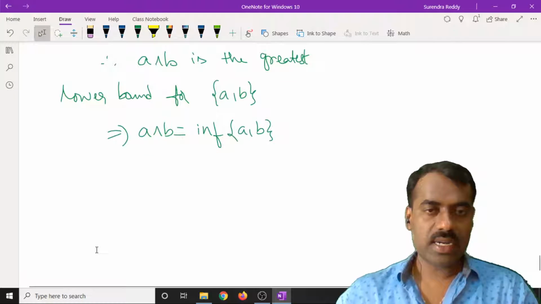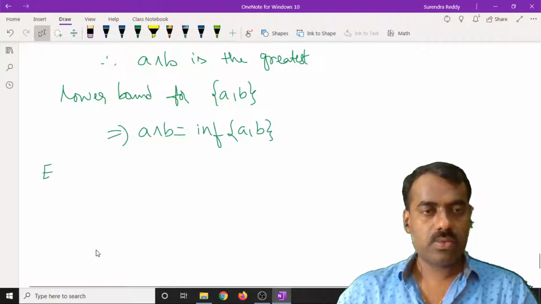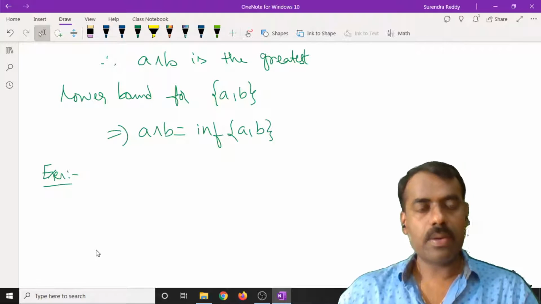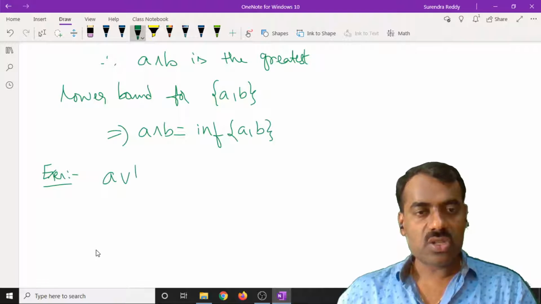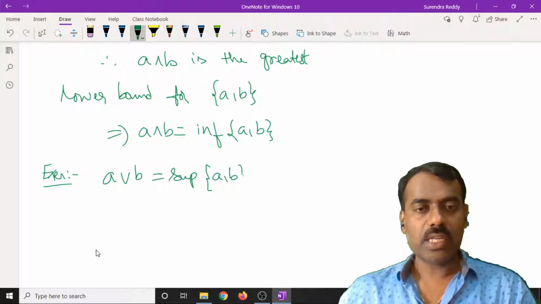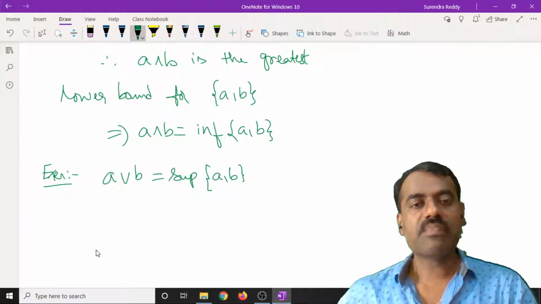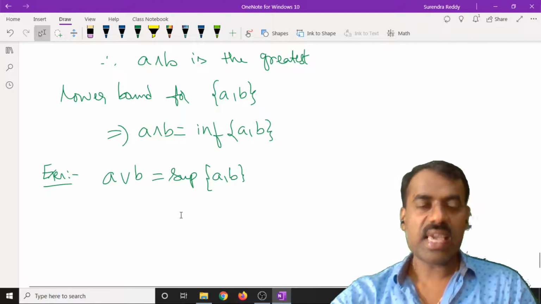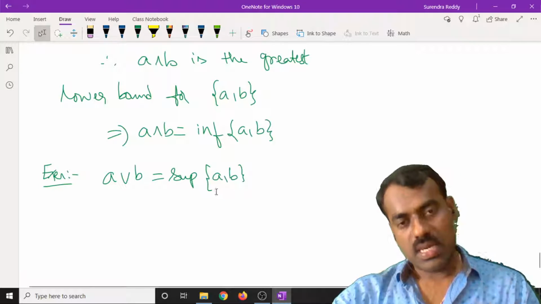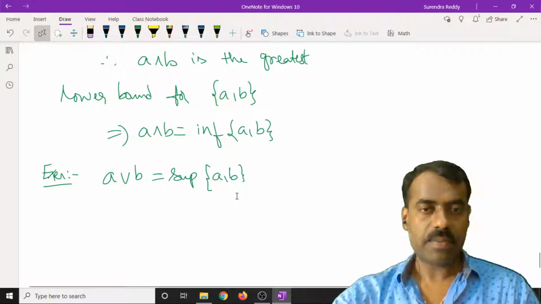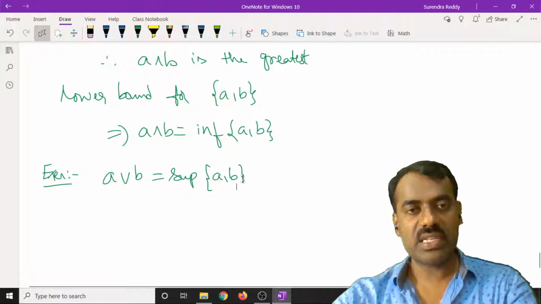So a similar argument. You do it on your own. If you are not getting it, again we will see next class. Try to show that A join B is the supremum of A comma B. That means try to show that A join B is first an upper bound for this A and B, and it is the least upper bound. Okay, so we'll stop here and we'll see in next class.